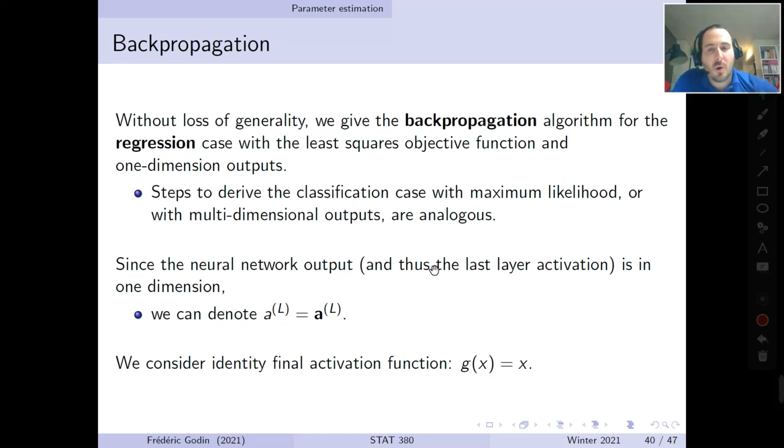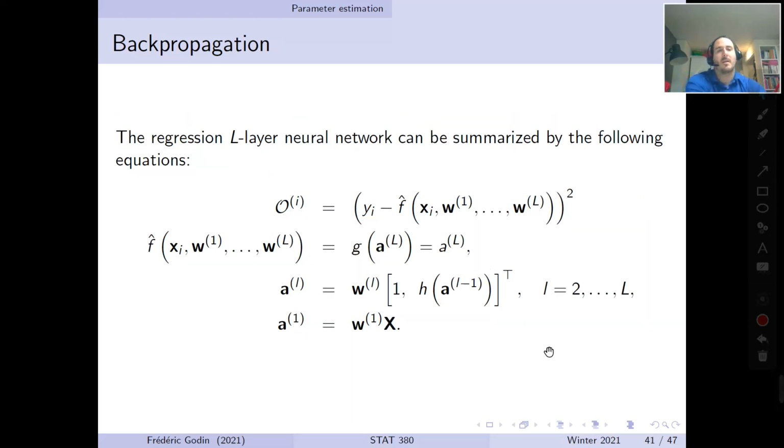Here, for the sake of simplicity, we're going to consider a single output with a single dimension. So in that case, the last layer activation is in one dimension. We're going to denote the vector of activations in the last layer by AL, which won't be boldfaced because there's a single one of them, and we will consider the identity function here because we're in a regression setting, so we'll assume g of x is equal to x.